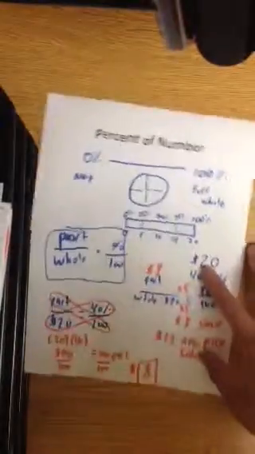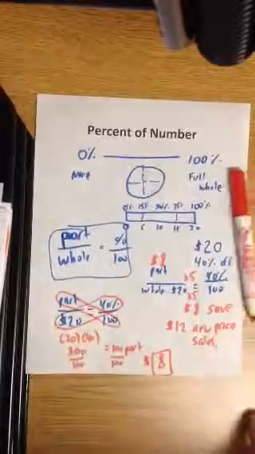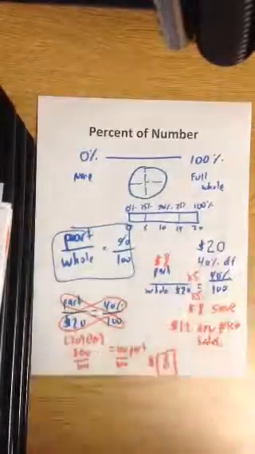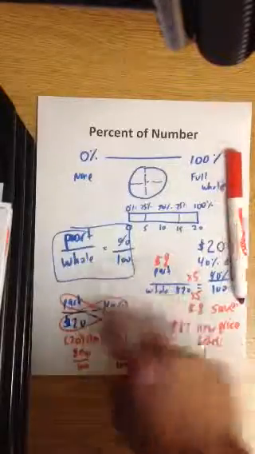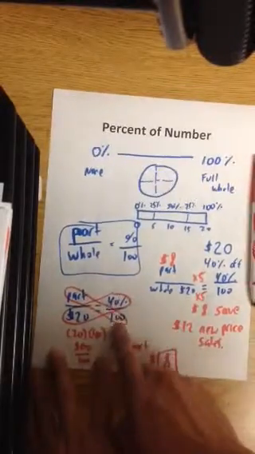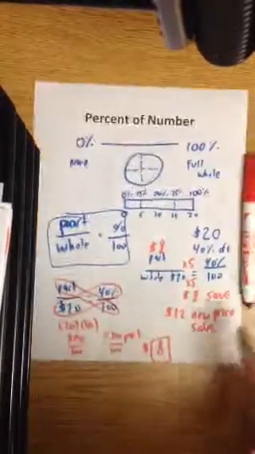So in percent of number, you've got to know your formula of part over whole equals percent over 100. Sometimes you can use scale factors, but most people prefer to cross multiply, where you multiply diagonally and divide by the third number. That's percent of number.